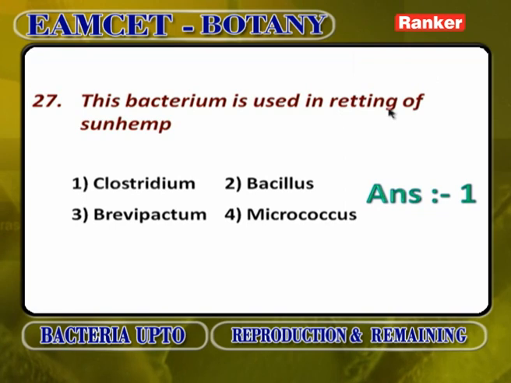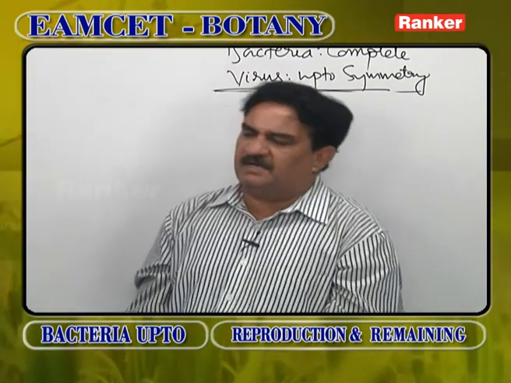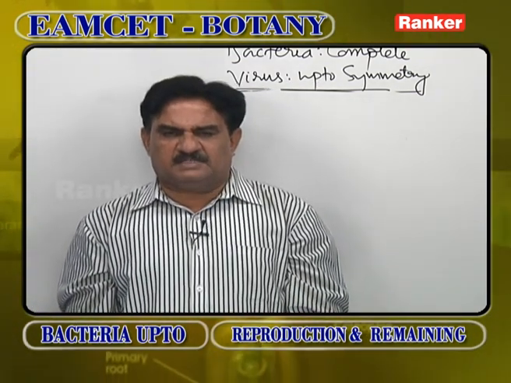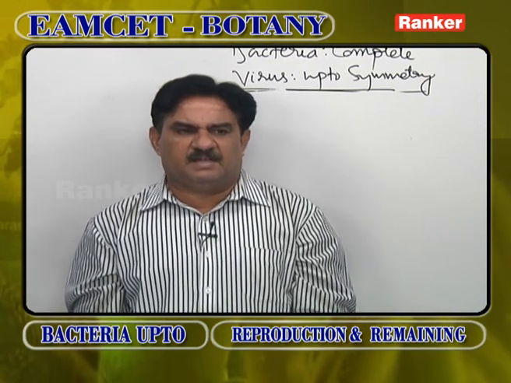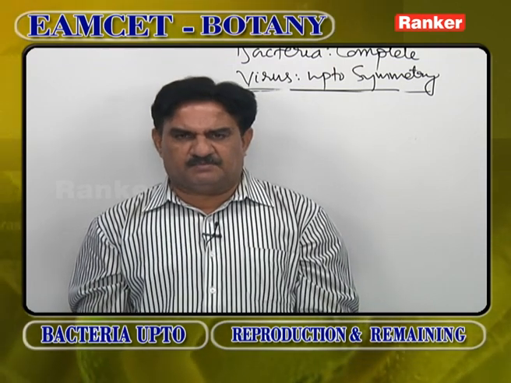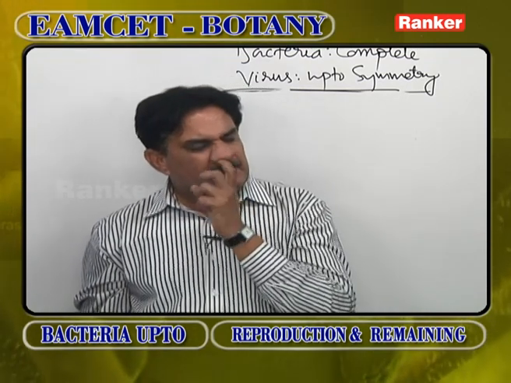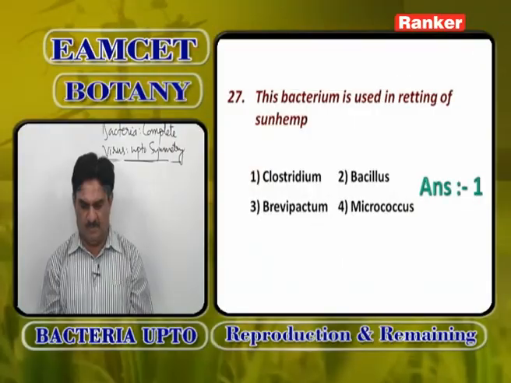The bacterium used in retting of sunhemp. Bacillus is used in ammonification. Brevibacterium is used as a single cell protein. Micrococcus is used for a different purpose. The bacteria used in retting of sunhemp are Clostridium felsineum and Clostridium butyricum. What is retting? Extraction of fiber from the plant is called retting.